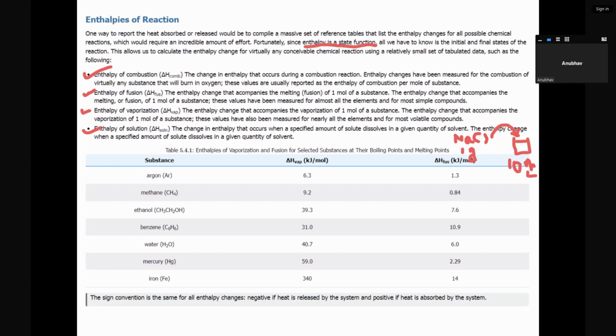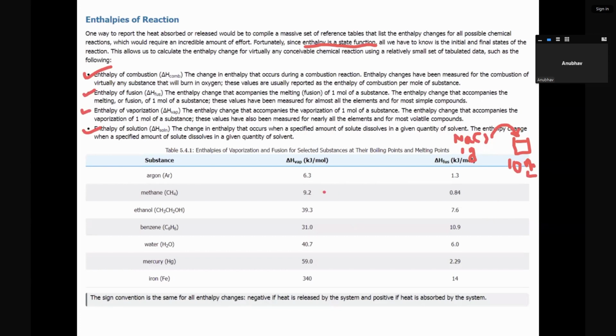You see for argon, which is an inert gas, from the periodic table, argon is on the extreme right hand side. That is the inert gas group it belongs to. The delta H vaporization of argon is 6.3 kilojoule per mole, and delta H fusion is 1.3 kilojoule per mole. Now we have methane, CH4. Delta H vaporization of methane is 9.2 kilojoule per mole, and delta H fusion is 0.84 kilojoule per mole.